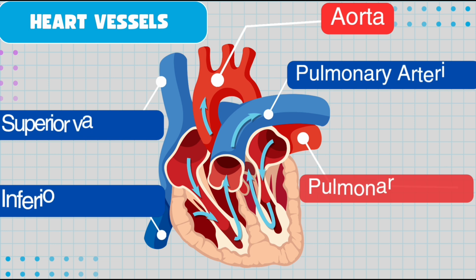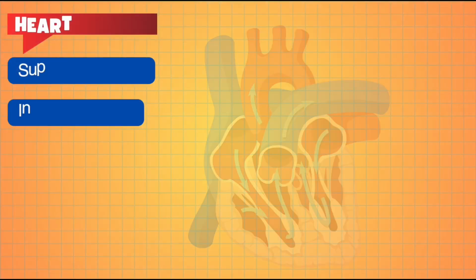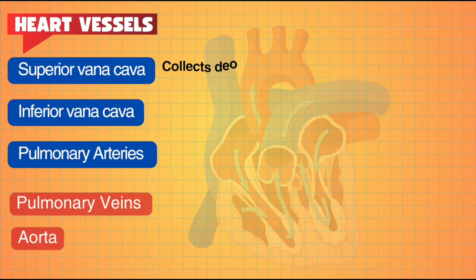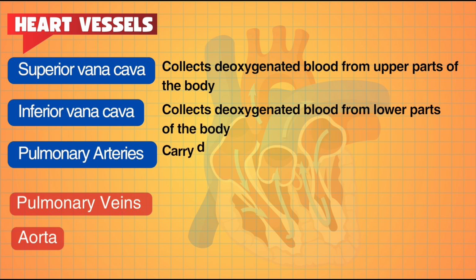Heart vessels. Following are the vessels that arise from heart: the superior vena cava, the inferior vena cava, pulmonary arteries, pulmonary veins, and the aorta. Functions of heart vessels. Superior vena cava. It collects deoxygenated blood from upper parts of the body. The inferior vena cava. It collects the deoxygenated blood from lower parts of the body.